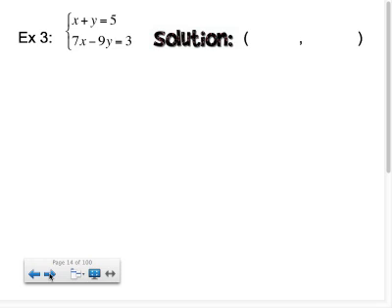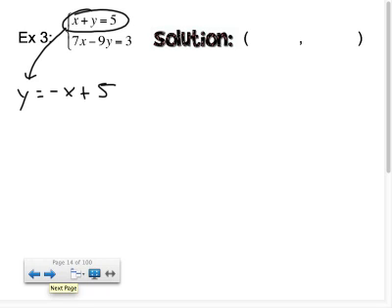Example 3. You'll notice here this isn't as straightforward, because neither one of the equations says x equals or y equals. So what you're going to want to do is solve for x or y in either one of the equations. In this one, to me, it's a lot easier to work with the first equation than the second equation. It doesn't matter which one you do. I'm going to go ahead and just get y by itself. So I'm going to subtract x from both sides. And so I end up with y equals negative x plus 5.